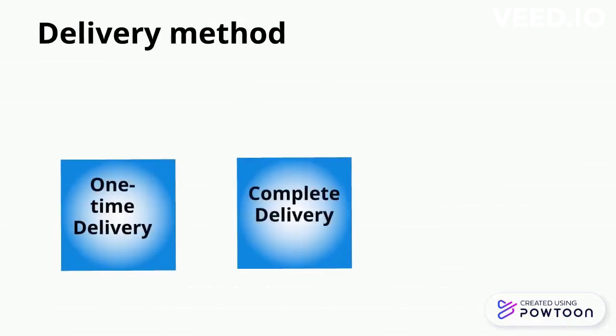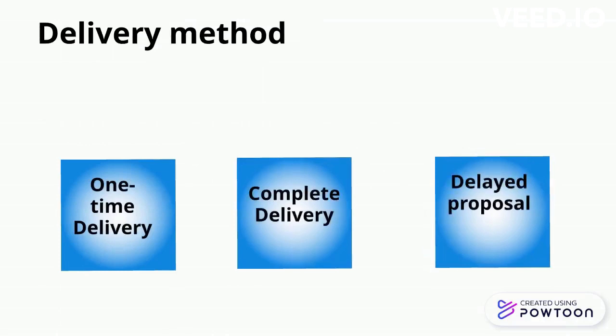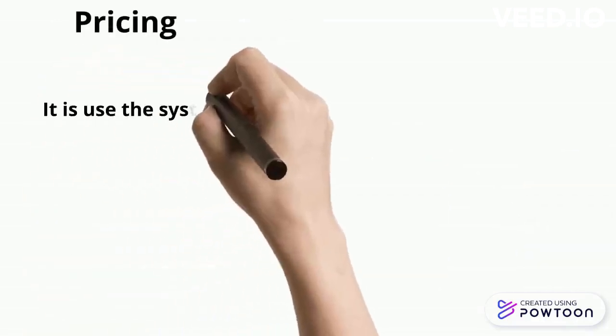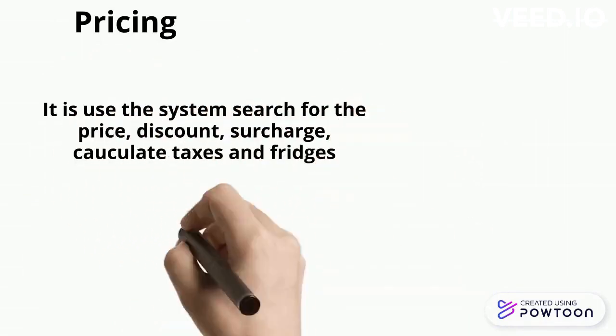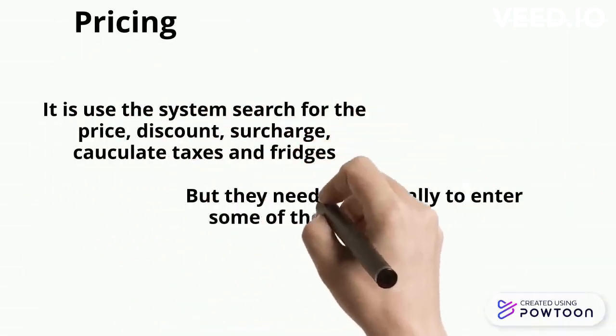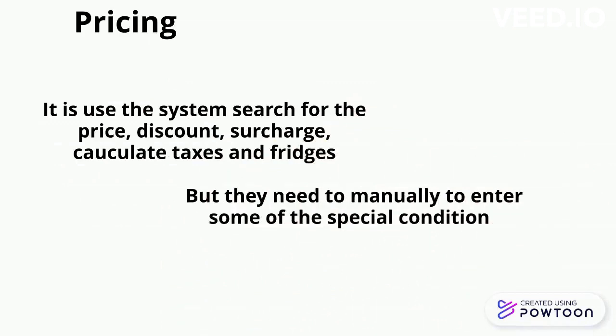One-time delivery, complete delivery, delayed proposal. For pricing, the system searches for the price, discount, surcharge, and calculates taxes and freights, but they need to manually enter some of the special conditions.